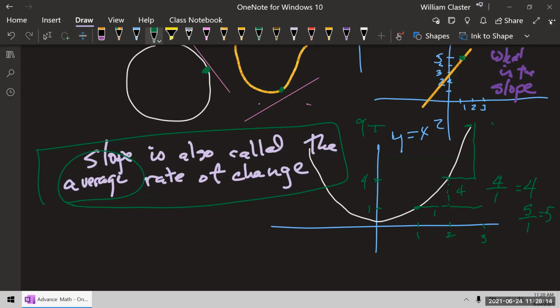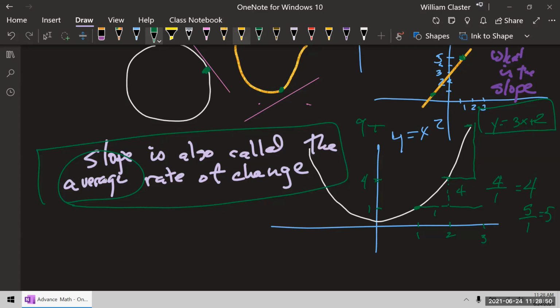The original line was y equals, I think it was 3x plus 2. So if I ask you what was the slope right here, of course, the answer is 3. And then if I ask you what's the slope there, the answer is still 3. It's always 3. The slope of a straight line is 3 everywhere. But here, it's not the same everywhere. But we still want to be able to answer the question, what is the slope at a particular place?